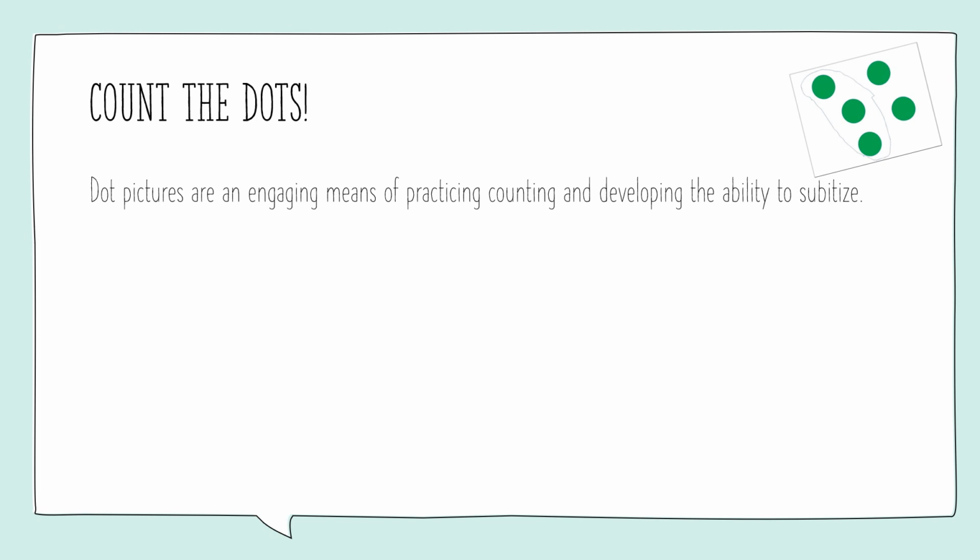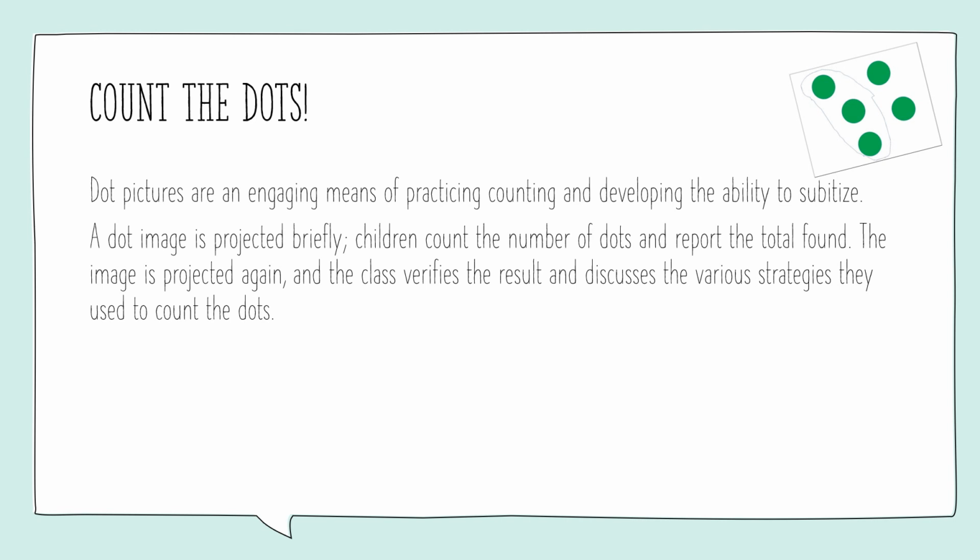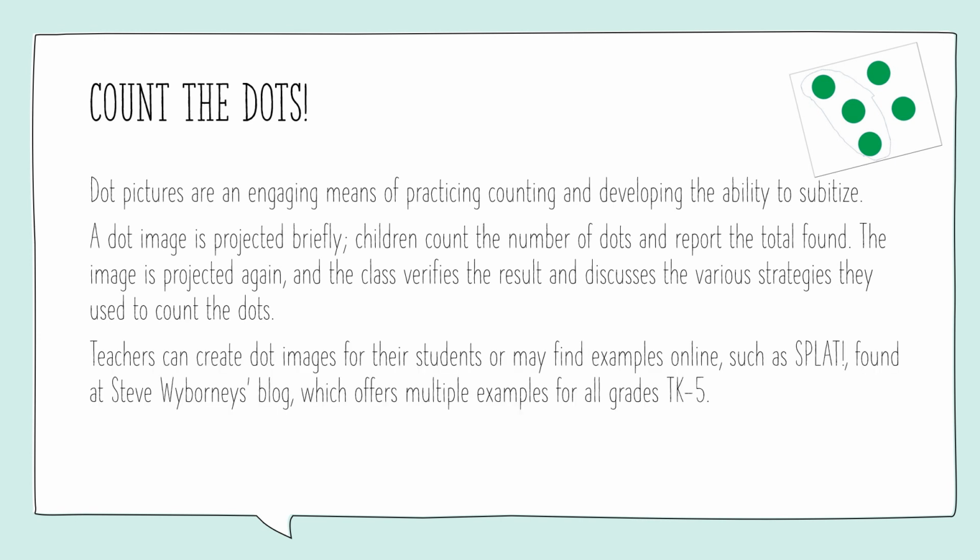Dot pictures are an engaging means of practicing counting and developing the ability to subitize. A dot image is projected briefly. Children then count the number of dots and report the total found. The image is projected again, and the class verifies the result and discusses the various strategies they use to count the dots. Teachers can create dot images for their students or may find examples online, such as Splat, found at Steve Wyberny's blog, which offers multiple examples for all grades TK through 5.